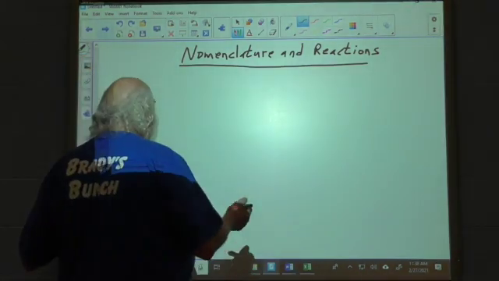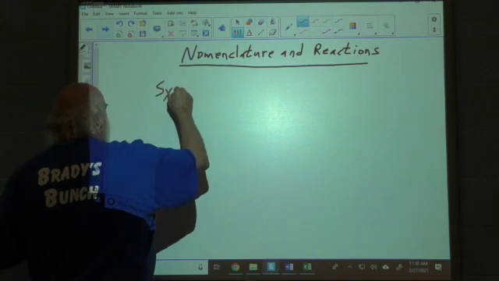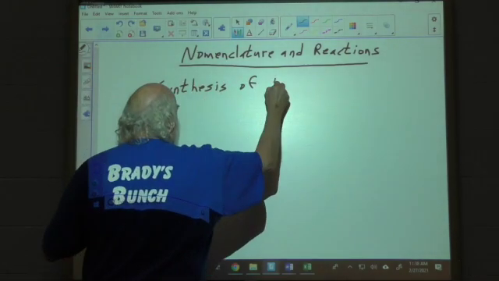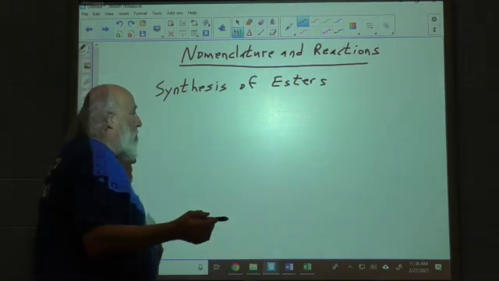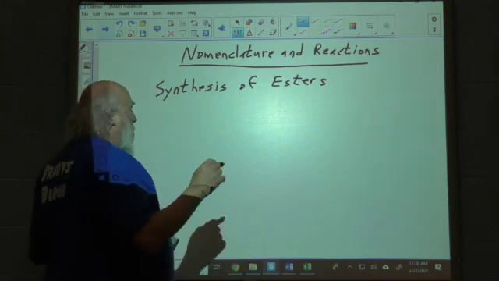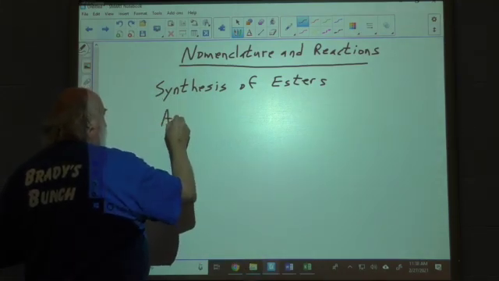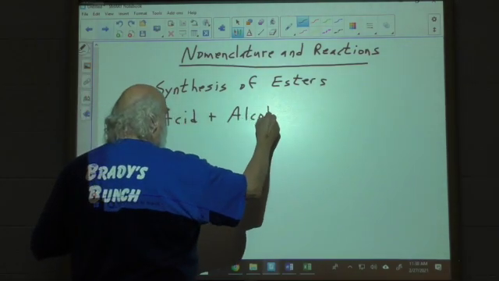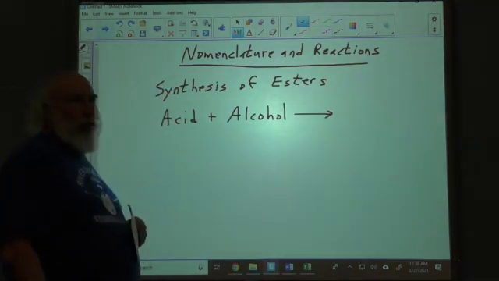Now, how do we make an ester? So we're going to look at the synthesis of esters, and we're going to do it from a very generic point of view. In order for that to happen, you have to take carboxylic acid plus alcohol, but they won't react on their own.